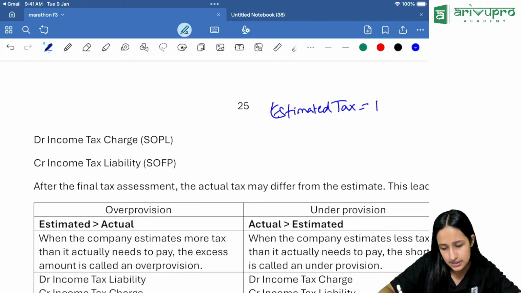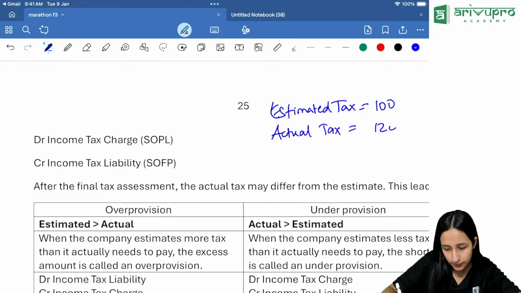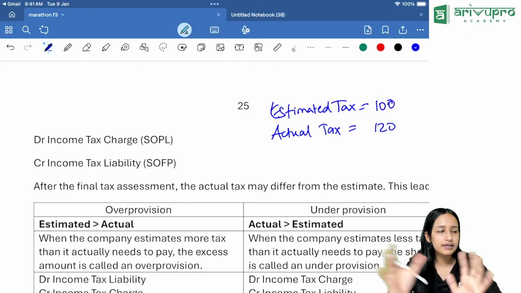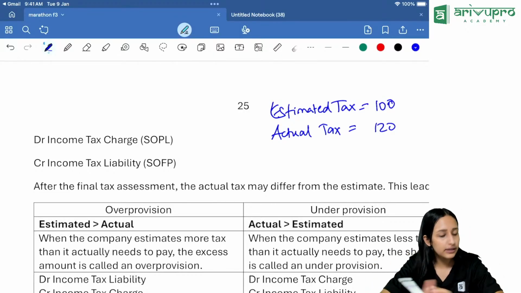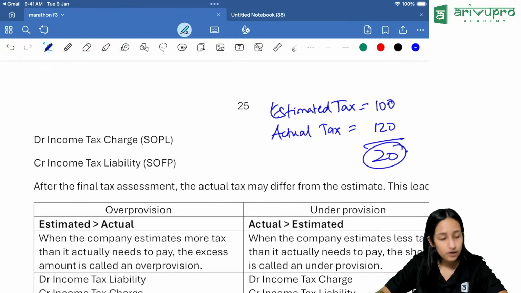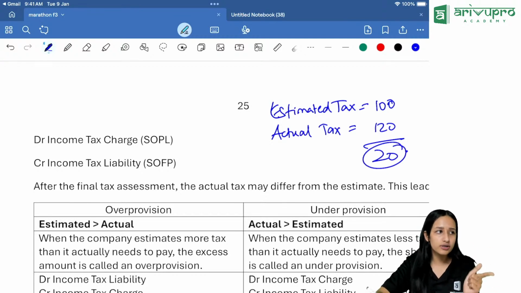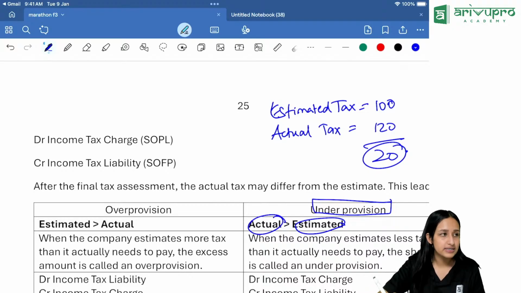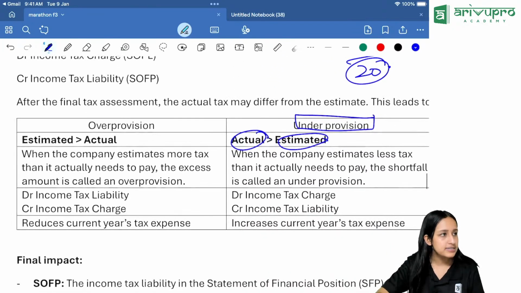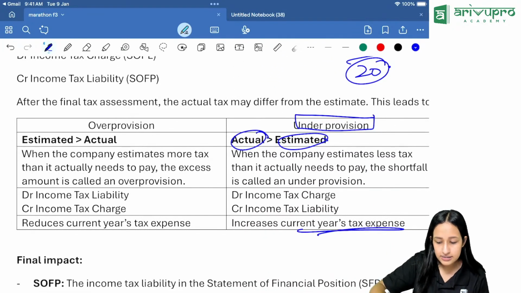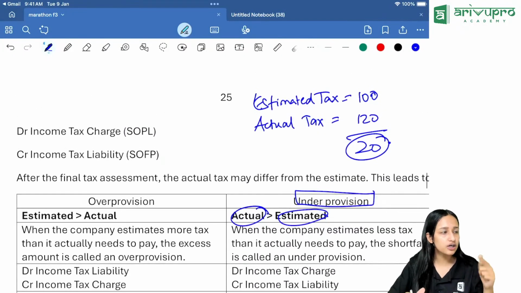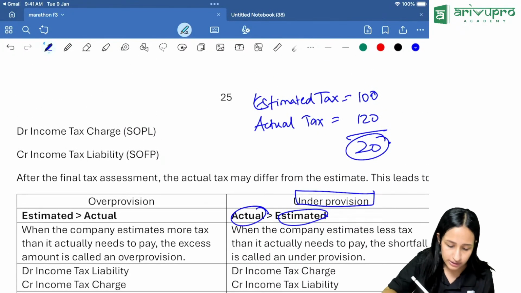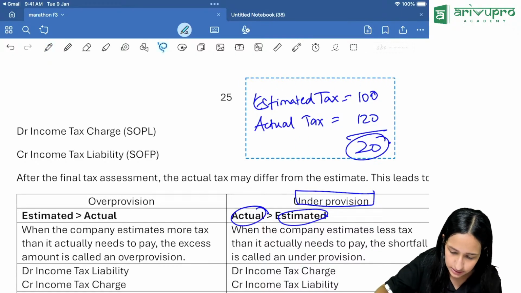Estimated tax, let's say, is 100, but the actual tax when it comes up is 120. We have kept a provision aside for 100, but then the final amount comes to 120. So this extra 20 we need to pay, right? Because actual is 120 and we only kept aside 100. So when actual is more than estimated, we have provided less. It is called under provision. And in such a scenario, current year's tax expense increases because this extra 20 we need to pay now.